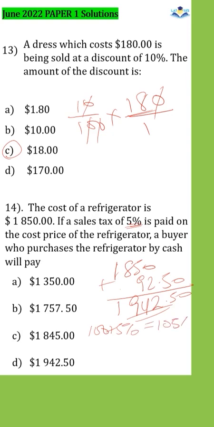Another way we can work this question out is by adding 100% and 5%, and that's going to give us a total of 105%. And all we have to do is find 105% of the cost price, and once we simplify, this is going to give us the same answer as $1,942.50.